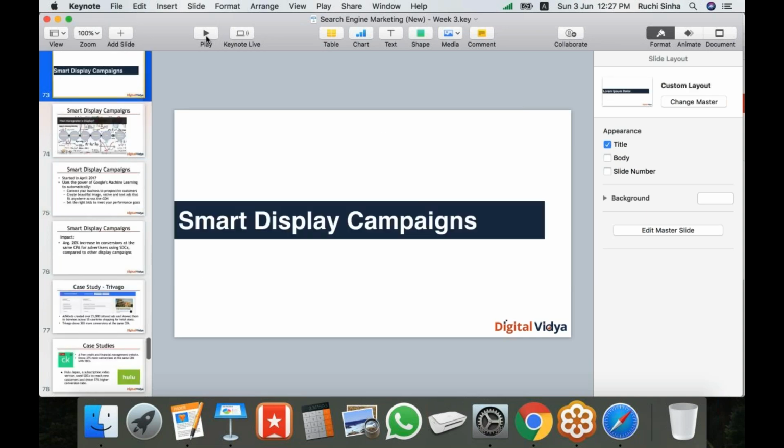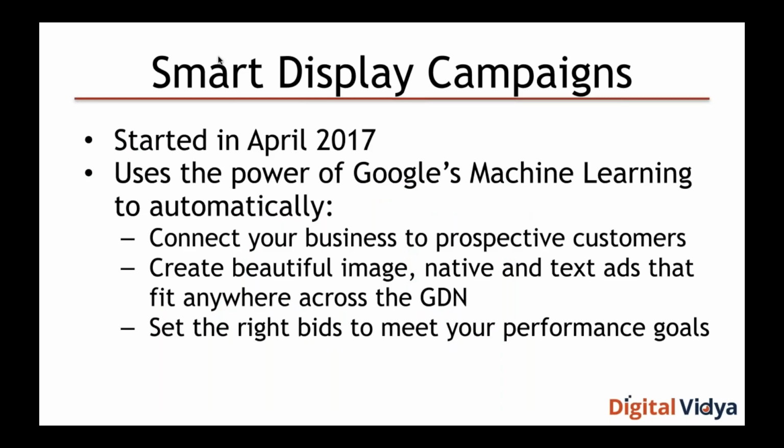See here, smart display campaigns. What they mean is they started in April 2017. It's been more than a year now. Now, what they have done is they have added some bit of machine learning, right? It's just starting right now. There can be much more coming in.